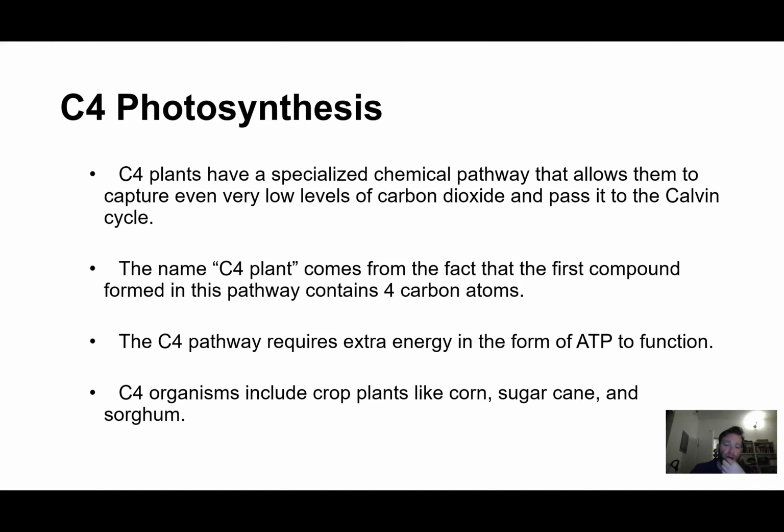So we have some different photosynthetic pathways that exist besides the one that we addressed. The one that we talked about, that is just happening inside the chloroplast, inside the cell at all times, we call that C3. Right? This is the most common type of photosynthesis. There's another type called C4. So C4 plants have specialized their chemical pathway to allow them to capture very low levels of carbon dioxide and pass them to the Calvin cycle.